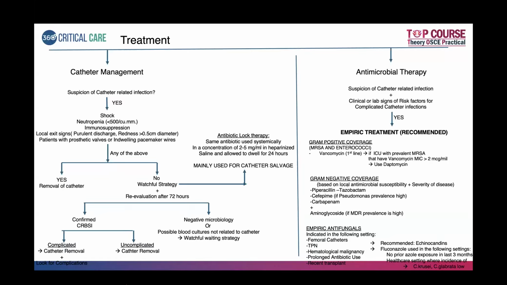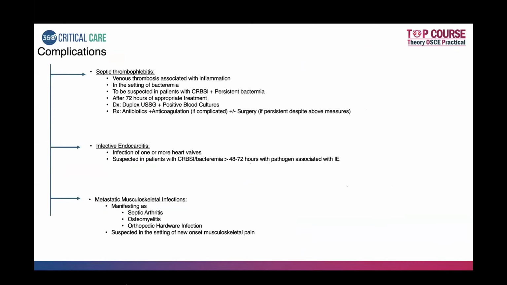So empirical antifungals are recommended in the following settings, like patients with a femoral catheter, TPN, hematological malignancy, prolonged antibiotic use, recent transplant. So the recommended antifungal is echinocandins. Fluconazole can be used in the following settings: that is, there is no prior azole exposure in the last 3 months, and in a healthcare setting where the incidence of Candida krusei or glabrata is low. So in these two scenarios, fluconazole can be attempted.